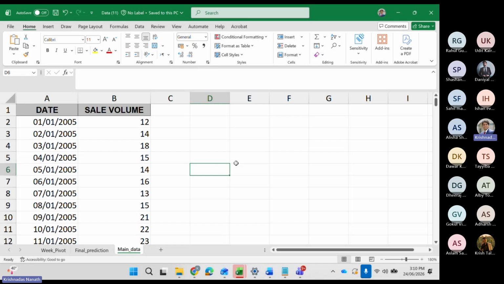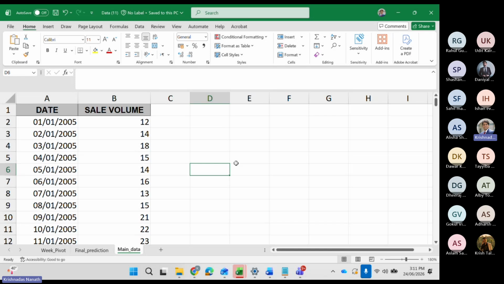This company does not want a daily prediction. They have daily data, but they don't want the prediction at a day level. They rather want it at a weekly level, which means week 1 there is some sales, week 2 there is some sales, week 3 there is some sales, and so on. Whatever the last week is, they want the prediction for the next week. In order to convert the daily data into weekly sales, they have made another sheet called weekly pivot. And all of you can see that now.